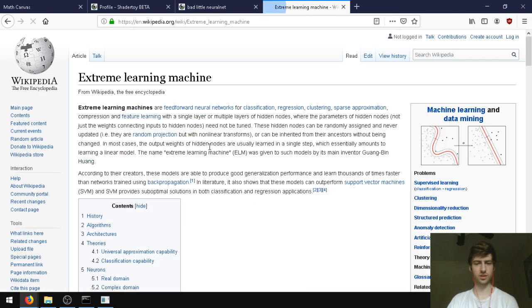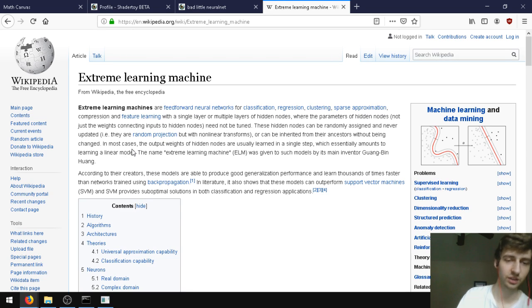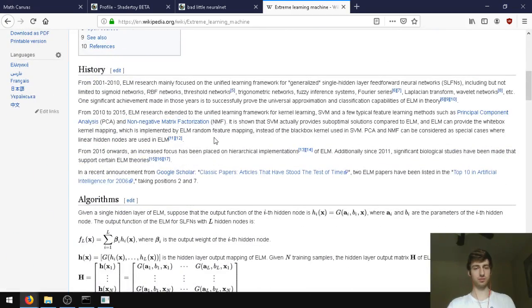So extreme learning machines are feed-forward neural networks. Feature learning with a single layer or multiple layers where the parameters of hidden nodes, not just the weights, need not be tuned. These hidden nodes can be randomly assigned and never updated, or can be inherited from their ancestors without being changed. In most cases, the output weights of hidden nodes are usually learned in a single step, which essentially amounts to learning a linear model. It is absolutely beautiful method.